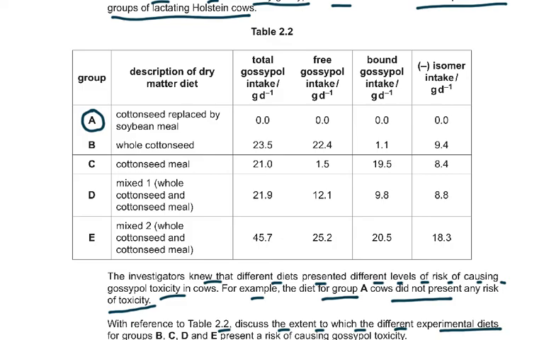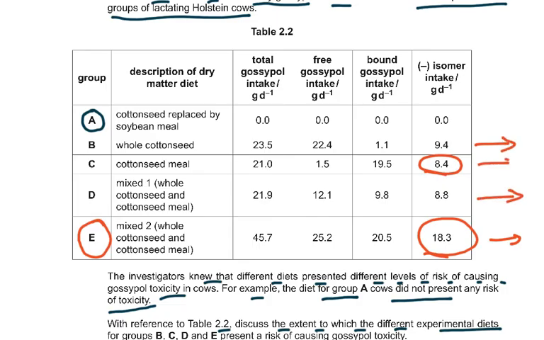So group E. Why is group E the worst? It has the highest negative isomers. So group E has the highest risk of toxicity. And group C has the lowest risk because it has the lowest negative isomers. Now the sequence of risk, highest to lowest, was E, B, D, and then C. So E, B, D, C. This was the sequence of risk highest to lowest. The highest were E, then B, then D, then C.